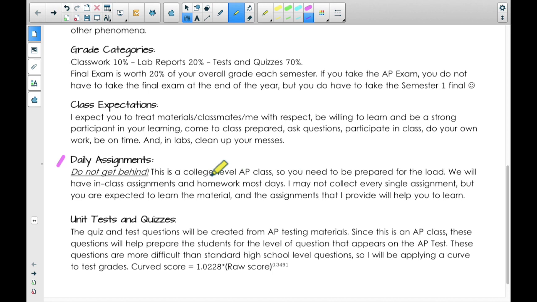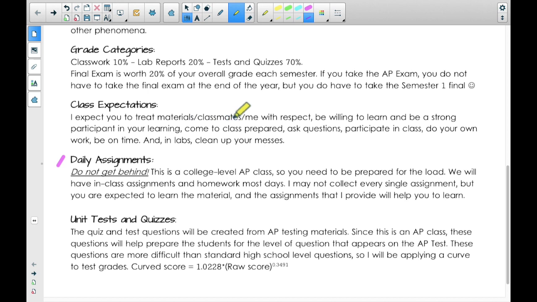Classroom expectations. I expect you to treat materials, classmates, and me with respect. So what do I mean by that? Well, materials, for instance, we used to use a slinky for some of the waves that we did. Please don't mess up the slinky so bad that it's not usable anymore. That is not respecting the materials.